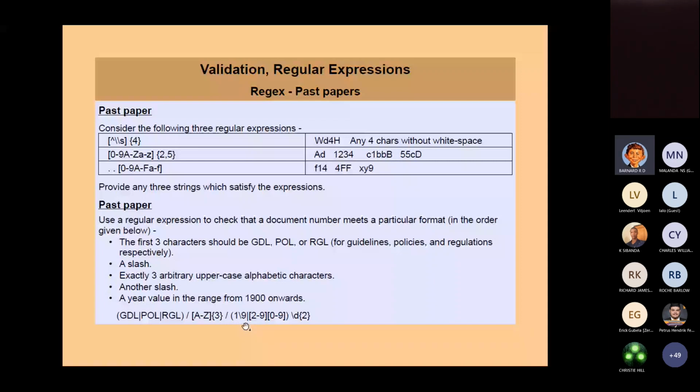Then we have the pipe for the OR operator. Then we've got digits in the range 2 to 9, followed by digit, and it's 1 repetition, followed by digit in the range 0 to 9, 1 repetition. And then we have the backslash D, which is any digit, and it's 2 repetitions. And that should hopefully match that regular expression if I've done it correctly.